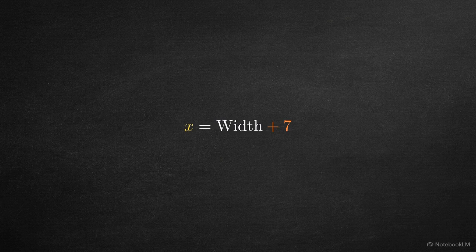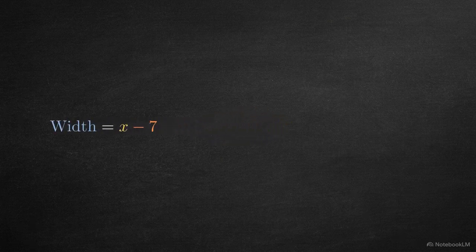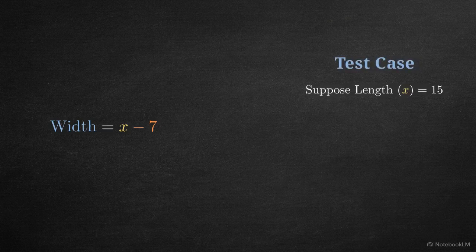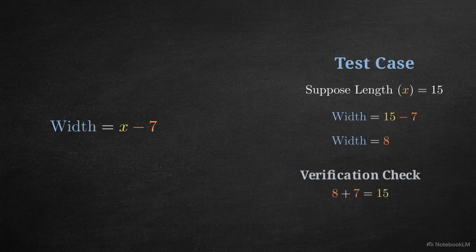To find the width, we need to get it completely by itself. By subtracting 7 from both sides of the equation, we find that the width is equal to x minus 7. Let's test this logic. If the length were 15 centimeters, then a width that is 7 centimeters smaller would be 8. Since 15 minus 7 equals 8, our algebraic expression matches the relationship described in the question.